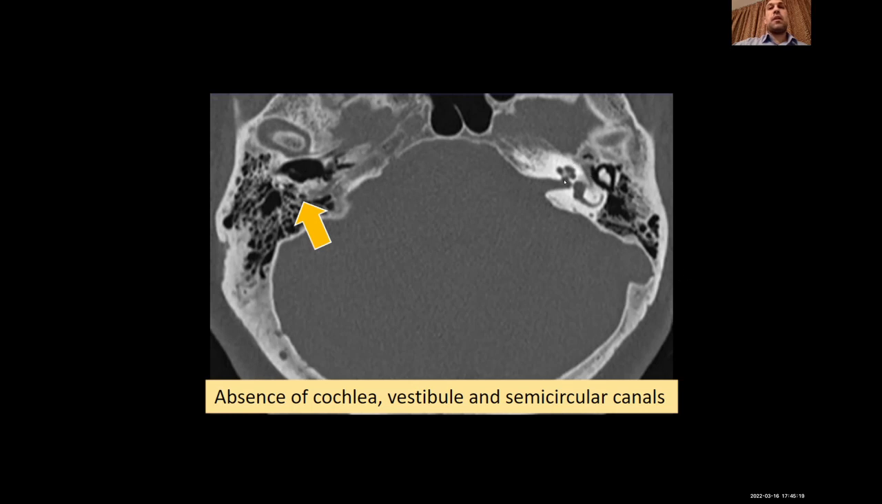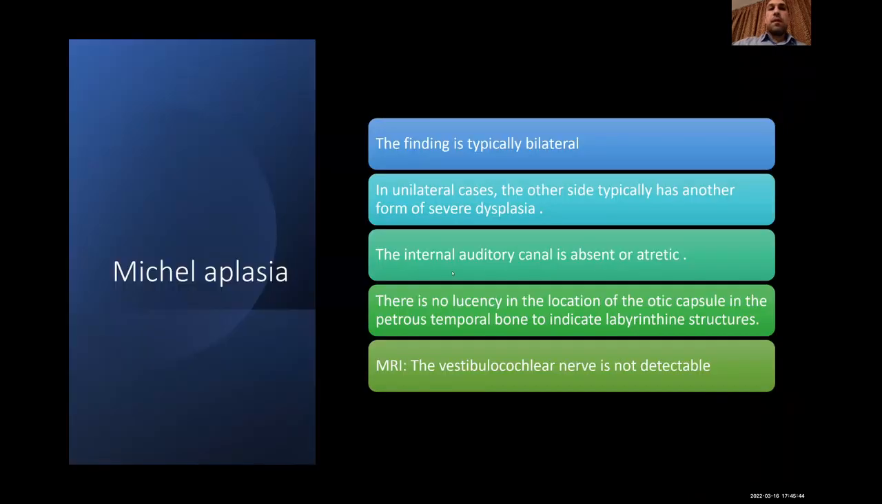Here it is. There is a cochlea. There is a vestibule. There is the labyrinth. Here it is. I cannot find anything. So this is labyrinthine aplasia. No labyrinth. It is Michel deformity. Okay. Michel deformity. The worst deformity. Okay. This is Michel aplasia.